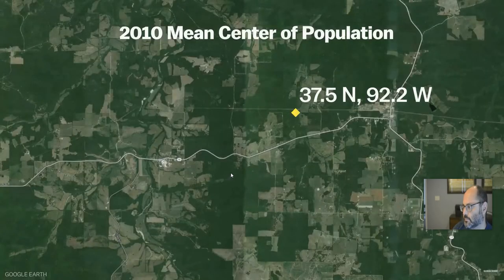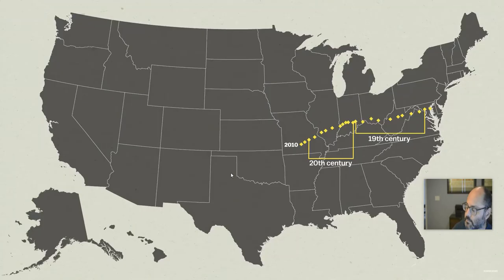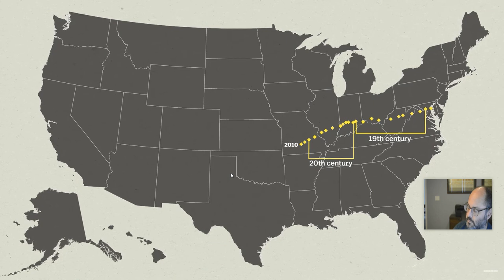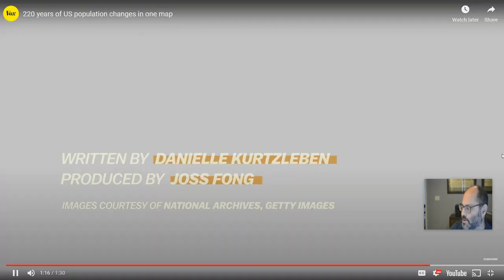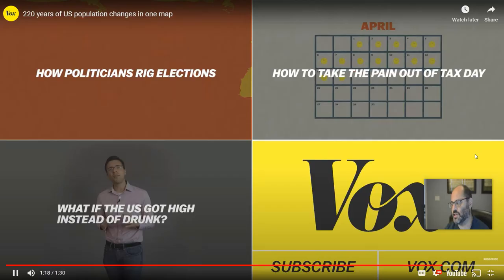Today, the mean center is just near Plato, Missouri, which in 2010 had just 109 people. So though that's the center of population, it's not at all a population center. No one really lives there. But it just geographically says that there's this shift towards the west.